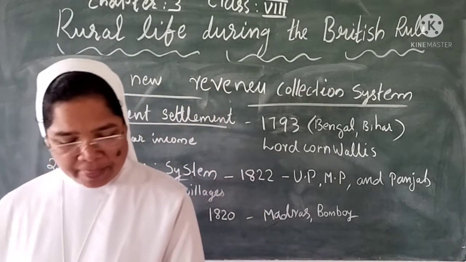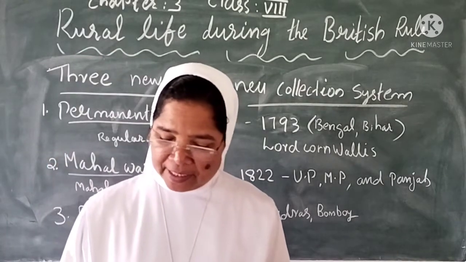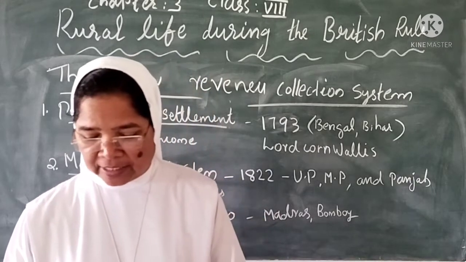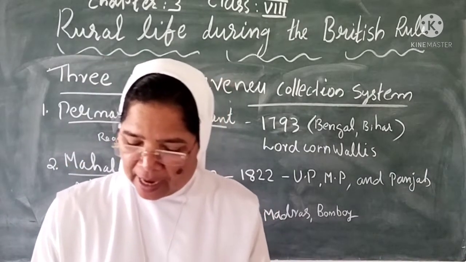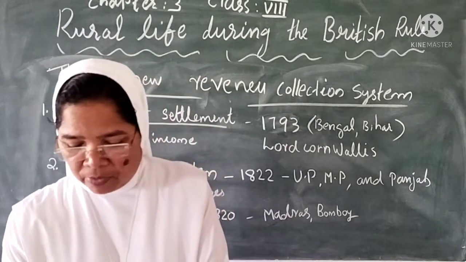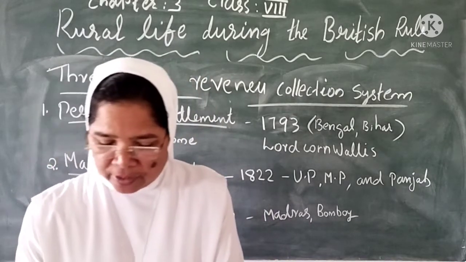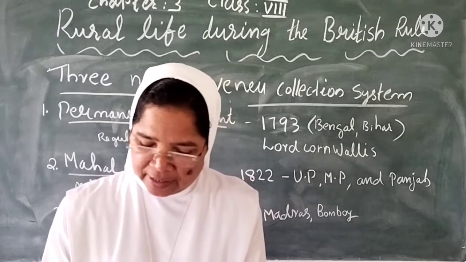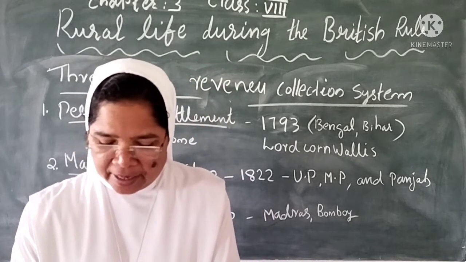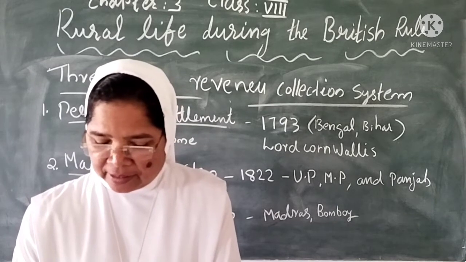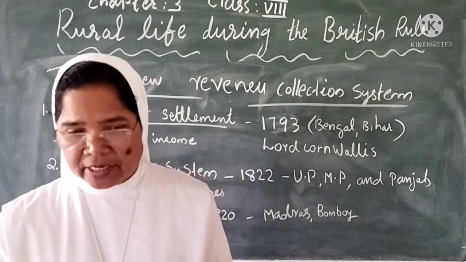So, land revenue acted as the chief source of income of the British. Land was one of the most important sources of income for the British. Thus, they controlled the entire revenue system, strengthening their economic condition in India.